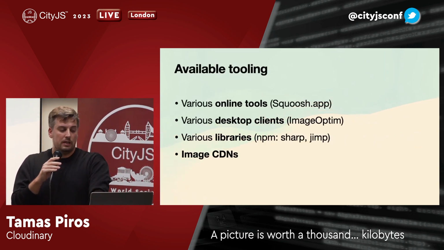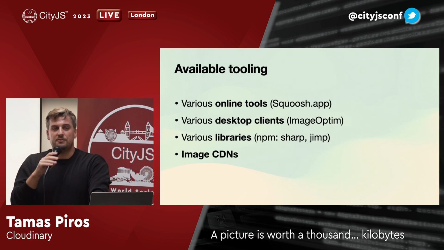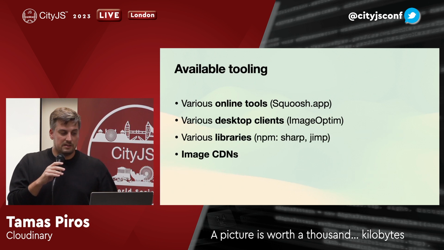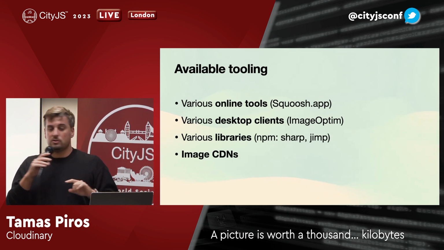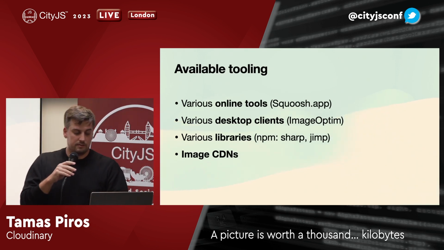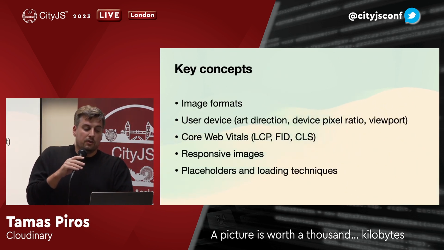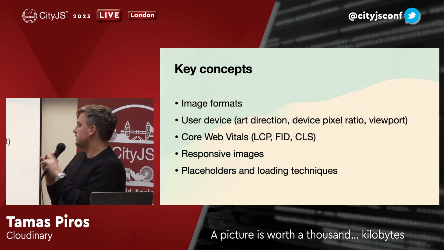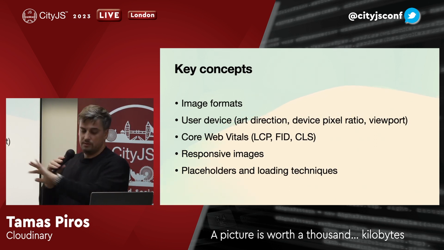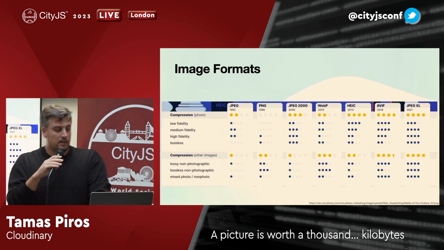Okay, so in terms of tooling, there are lots of tools out there today that you can use to optimize your images. Some of them are available online, some are desktop clients, some are NPM libraries, and there are, of course, image CDNs that do all of this work for you. By the way, Squoosh also has a CLI, right? So you can install that via NPM. I just didn't update this slide. So what you need to understand: image formats. We're not going to talk about user devices. We'll talk about Core Web Vitals, and then probably placeholders and some loading techniques as part of this talk.